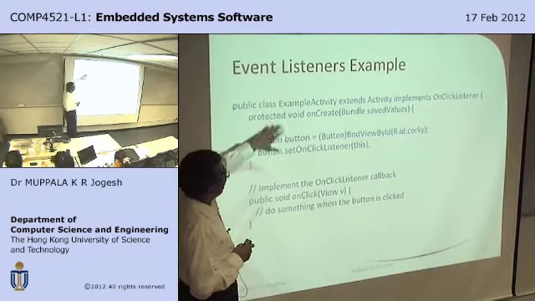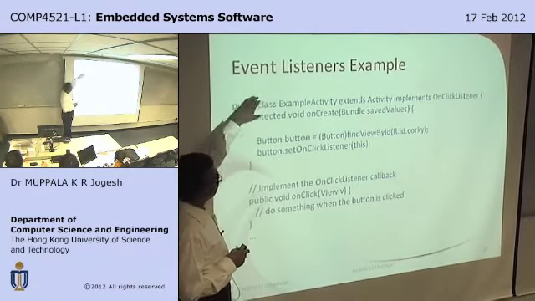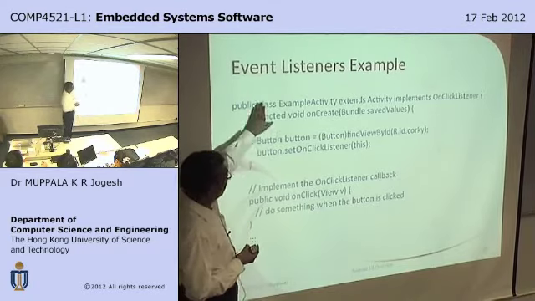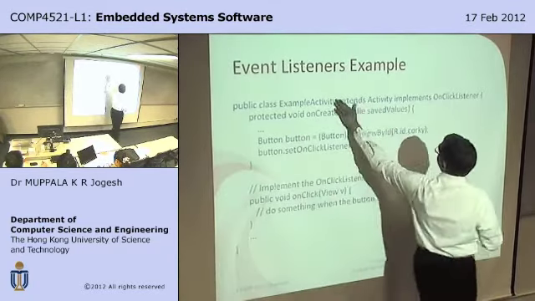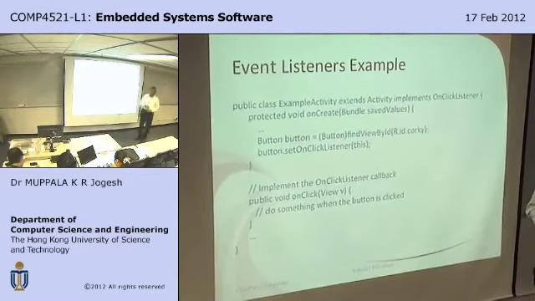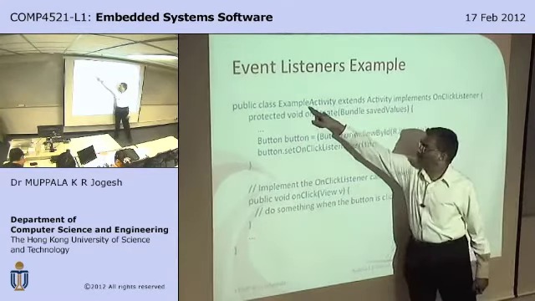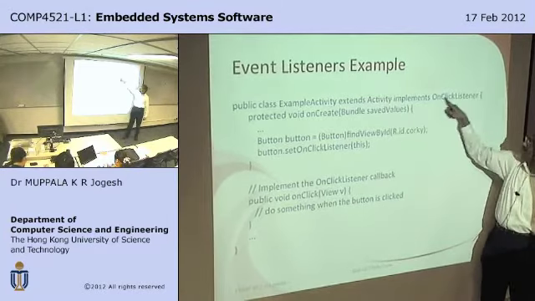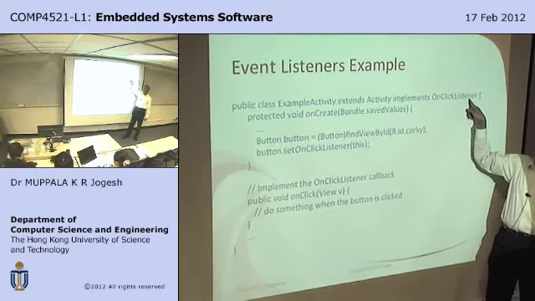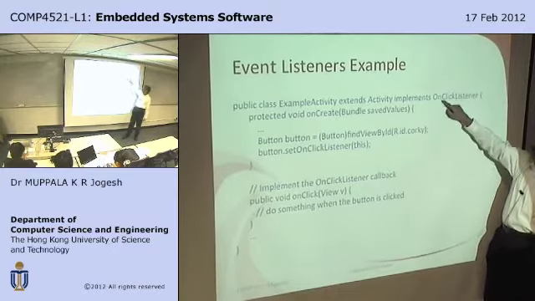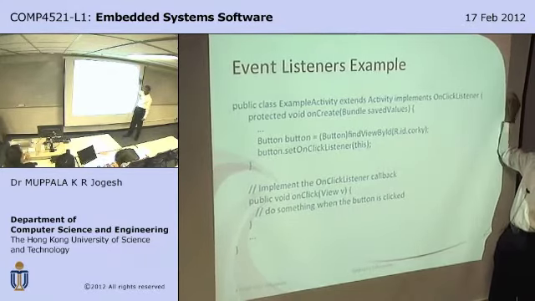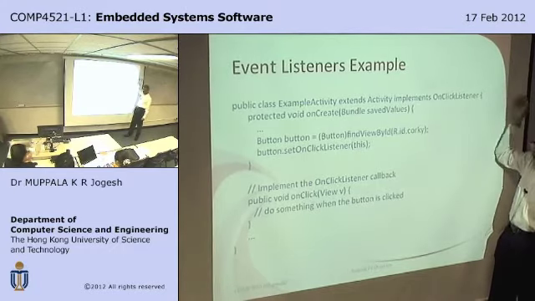Inside your Android's activity class, remember every activity has to be declared by extending the activity class. Okay, so that's what you're doing here. Public class ExampleActivity extends Activity, and then you will specify that you are implementing a listener there. You can say implements OnClickListener, comma, OnLongClickListener, comma, OnKeyListener, and so on. So you can specify all the things.